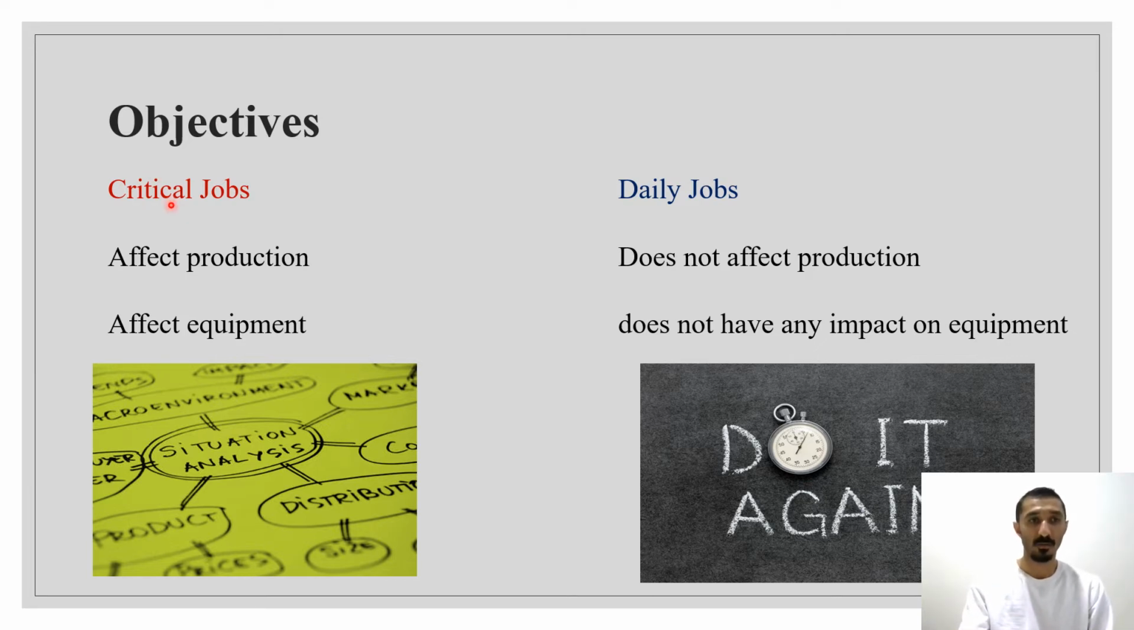For example, we start with the critical jobs. When I was given a job, I analyzed it. Is it critical or not? If it's critical, it means that it affects the production line and the surroundings of this equipment. For example, a turbine needs to be removed or installed.